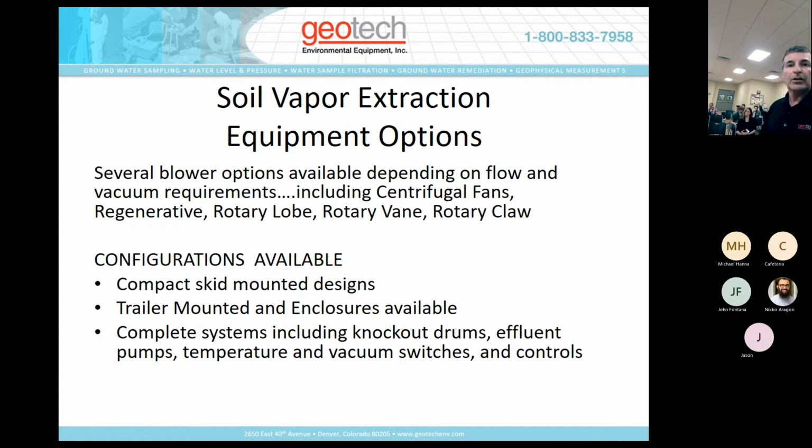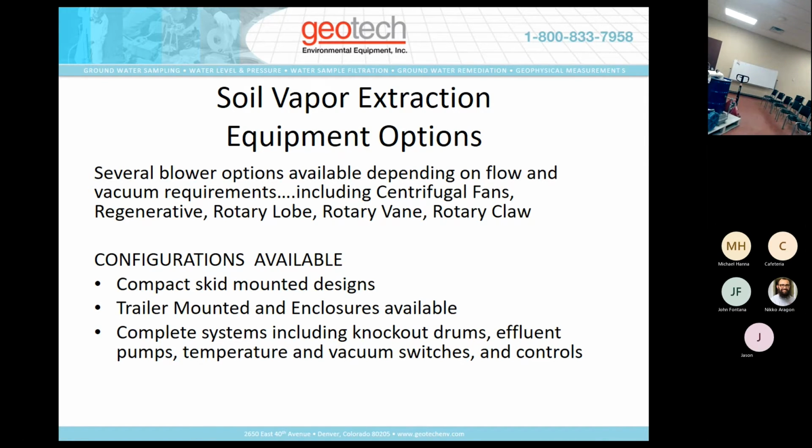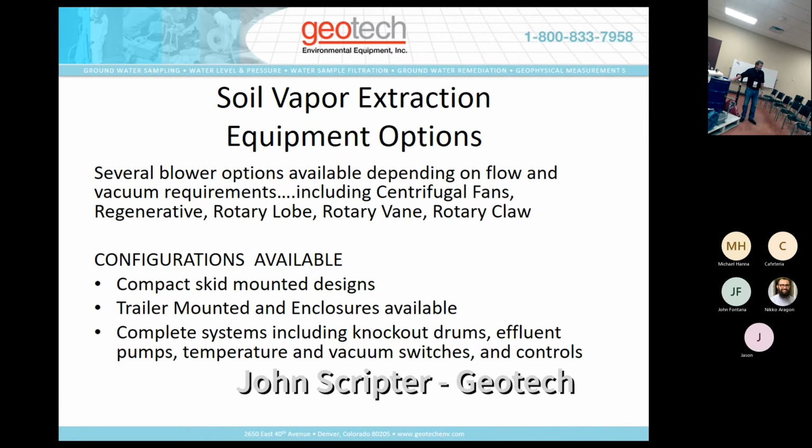So what I want to show you here is, turn the camera around, a typical regenerative SVE skid. This is what we have in our rental fleet. This is a 1.5 horsepower unit here. It's explosion proof. We rent these out for pilot studies or short-term.